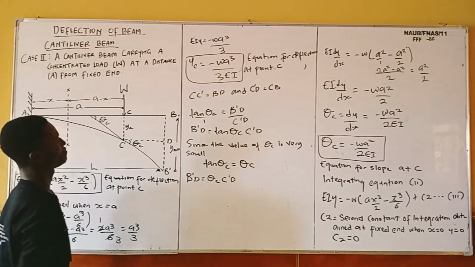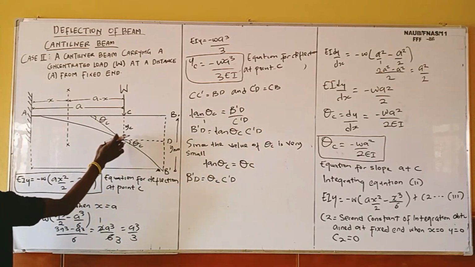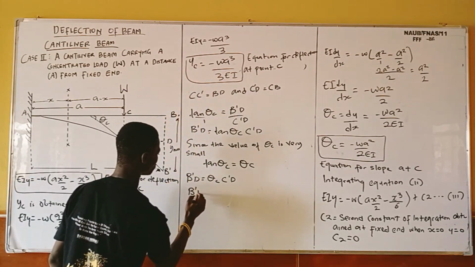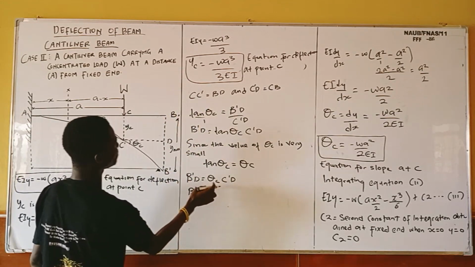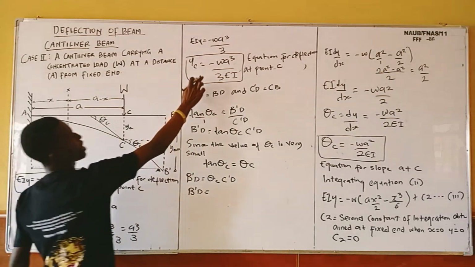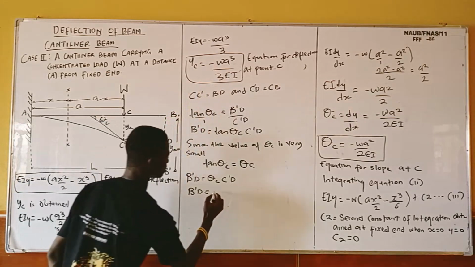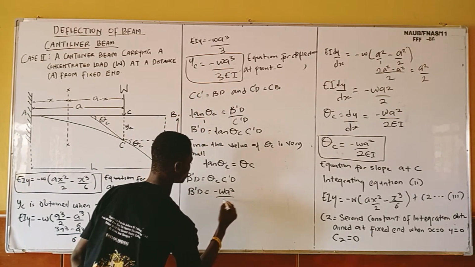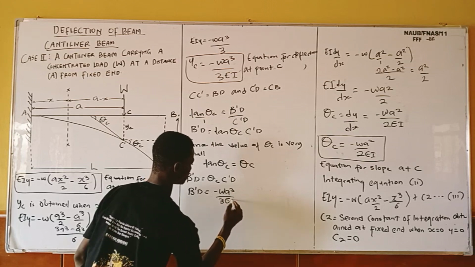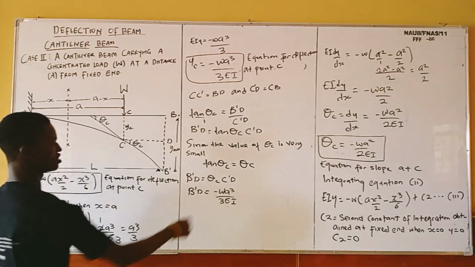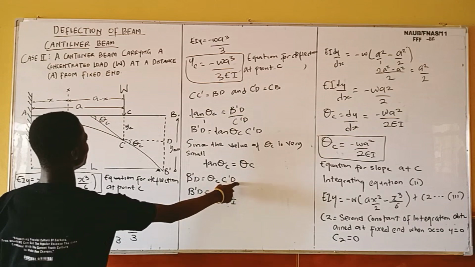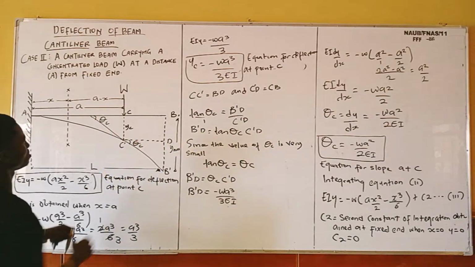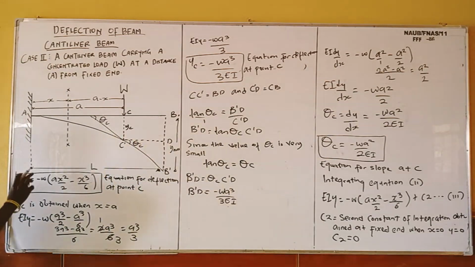So for us to have our theta c, our theta c is our deflection at this point, which is our yc. So now our b prime d is going to be our deflection at this point, which is minus wa cube over 3ei. But what remains is our c prime d. So we need to know our CD.